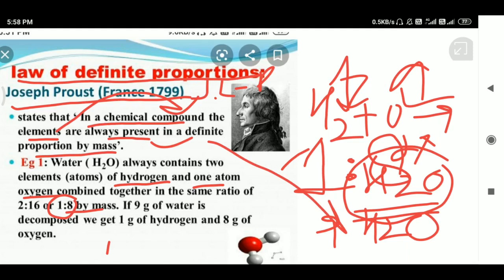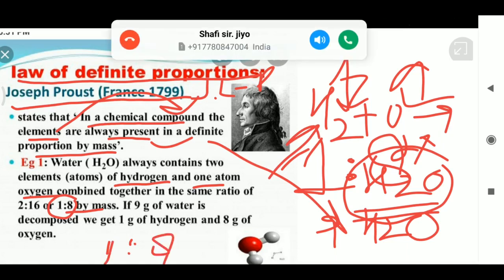Whenever there is a formation of a water molecule, two elements react with each other, one is oxygen and another is hydrogen, and the ratio should be 1:8. That is, 1 part of hydrogen and 8 parts of oxygen should react with each other to form a water molecule. So this is in accordance with the law of definite proportions.